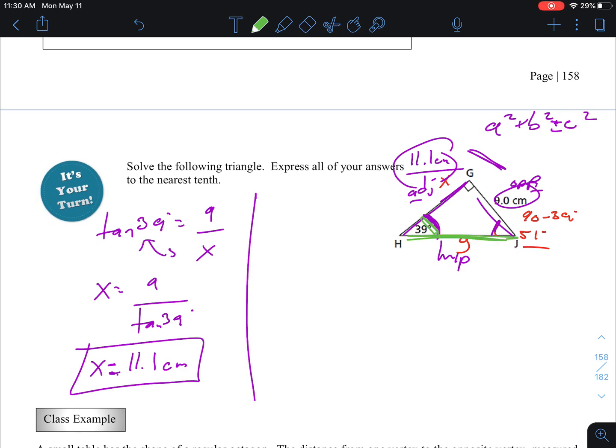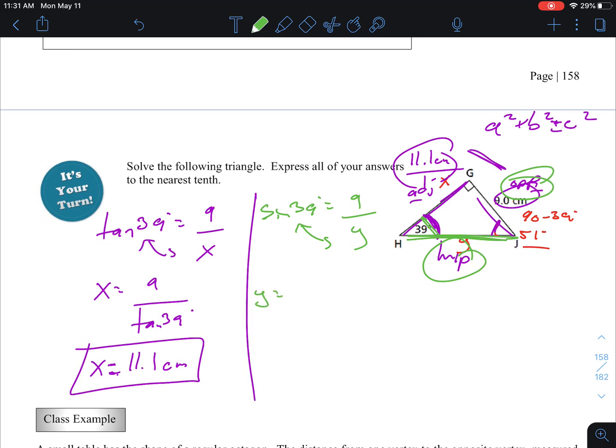So 39 degrees is still going to be a reference angle. Now I need to determine which trig ratio deals with opposite and hypotenuse. Okay, and that's going to be sine. So here we go. Sine of 39 degrees is going to be equal to my opposite side divided by my hypotenuse, which I labeled y.